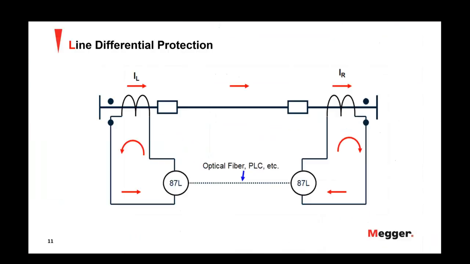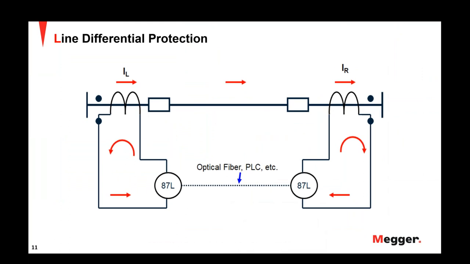Next, let's get into the line differential protection itself. This is one of the popular types of protection used to protect transmission lines today. Line differential, as the name suggests, is differential. It works on the principle of Kirchhoff's current law, where the magnitude of the current flowing into the line should be equal to the current flowing out of the line.